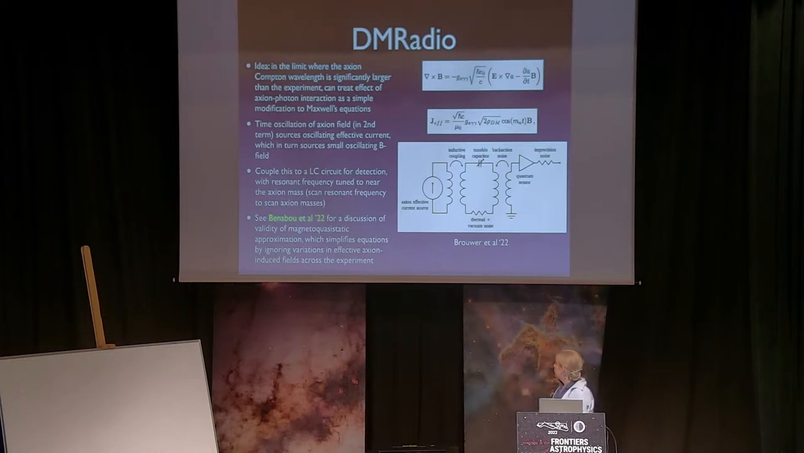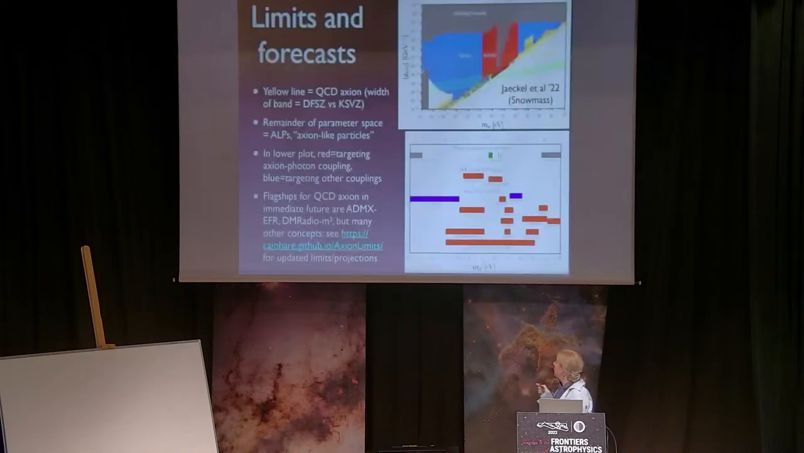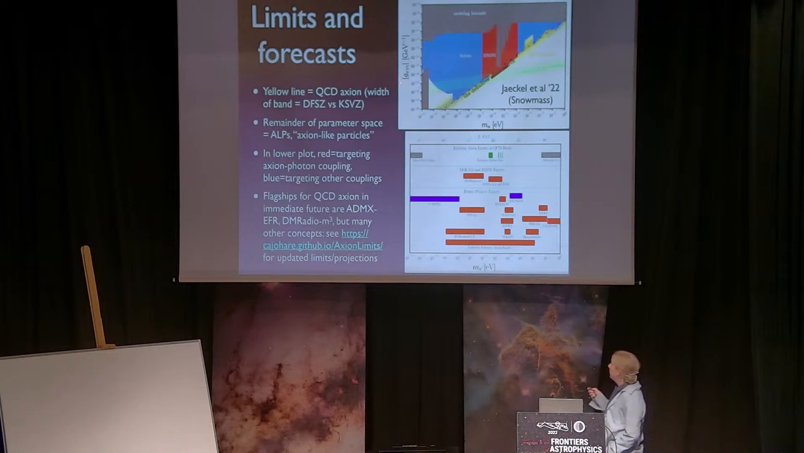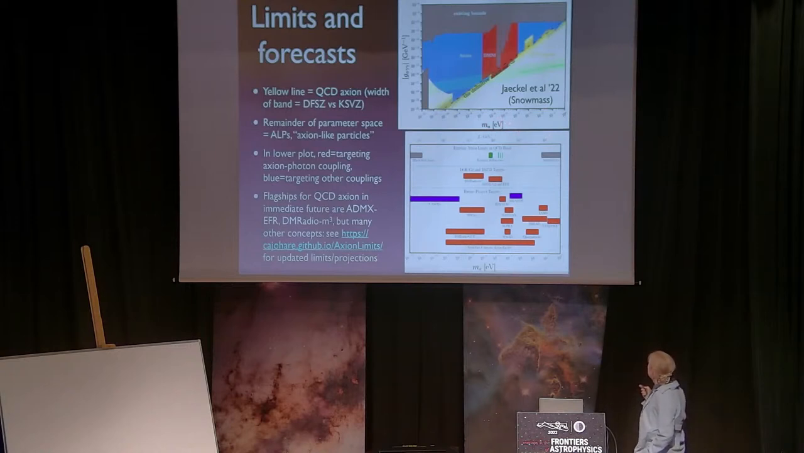So with these strategies, with ADMX EFR and with this DM Radio strategy, which is especially good for very light axion dark matter, this is what we expect to be able to do for the QCD axion. Here, the y-axis is the coupling to photons. So this is 1 over f, what we've been calling 1 over f_a, multiplied by a prefactor describing the coupling to photons. And the axion mass is on the x-axis. So this is the eV scale up here. This is sort of the milli-eV scale, where I would expect QCD axions to start being a good candidate for cold dark matter.